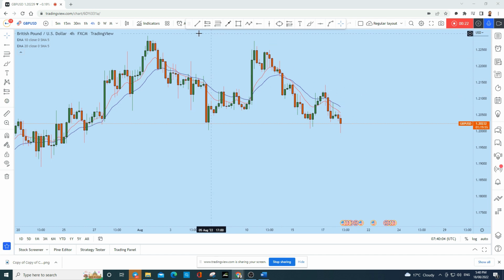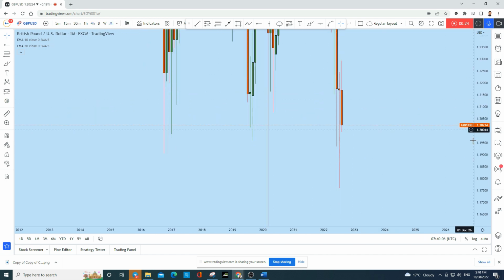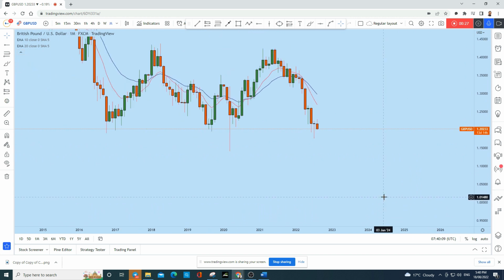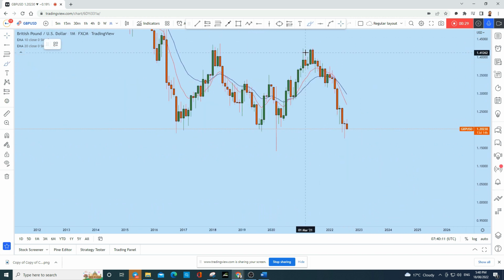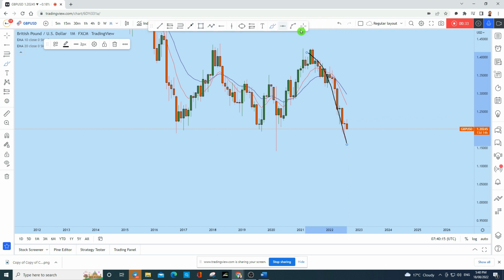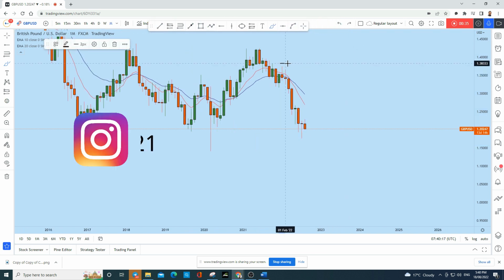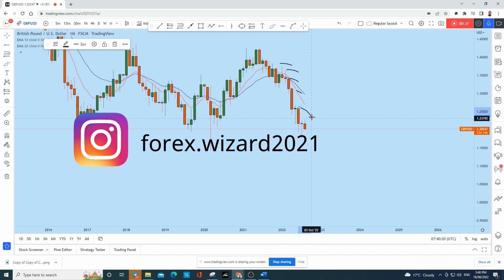Now, starting with, first of all, the bigger picture, monthly time frame as usual. You see that GBPUSD over the long term is in a bearish move. As you can see, this is a long-term downtrending market. Every month, the price was creating a series of lower highs and lower lows. We see that this is a strong downtrending market.